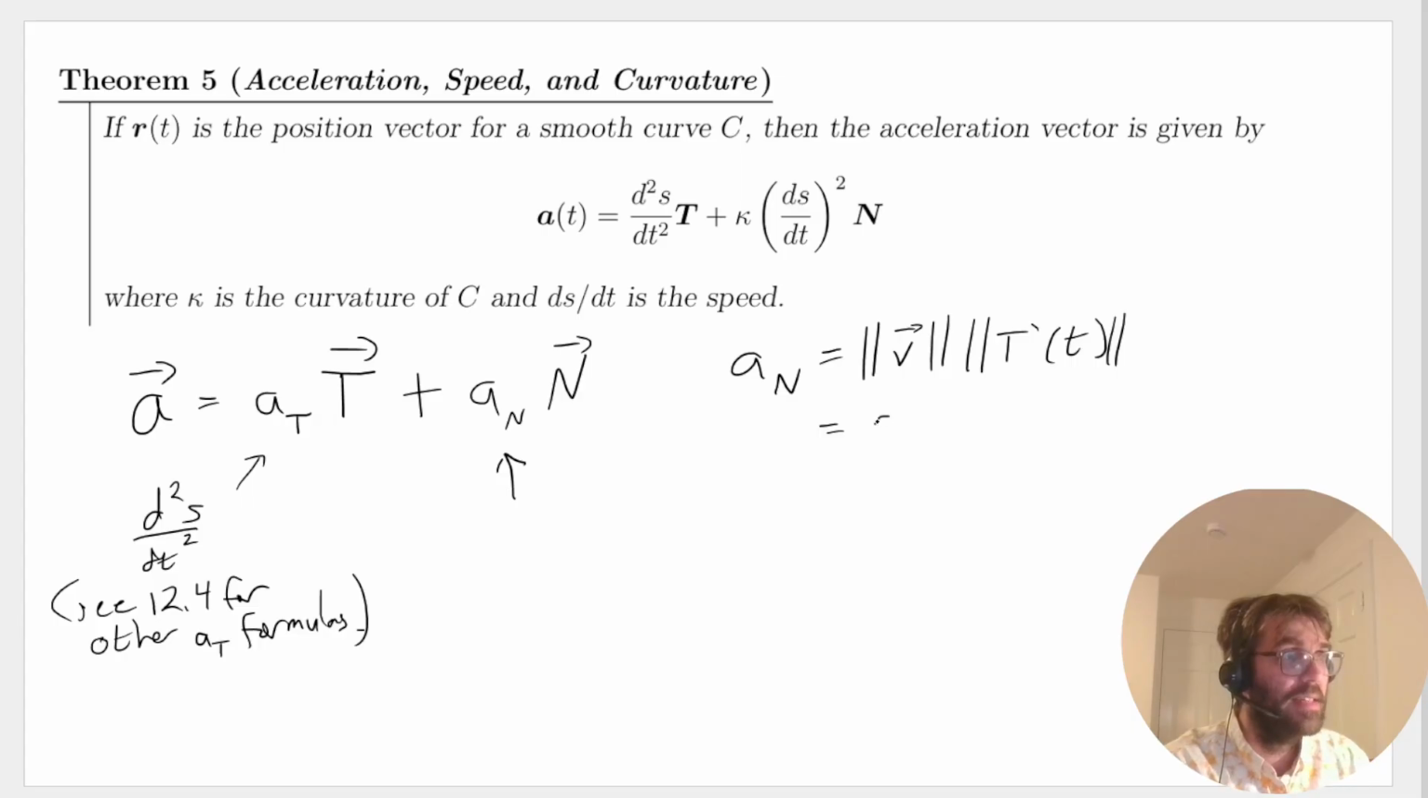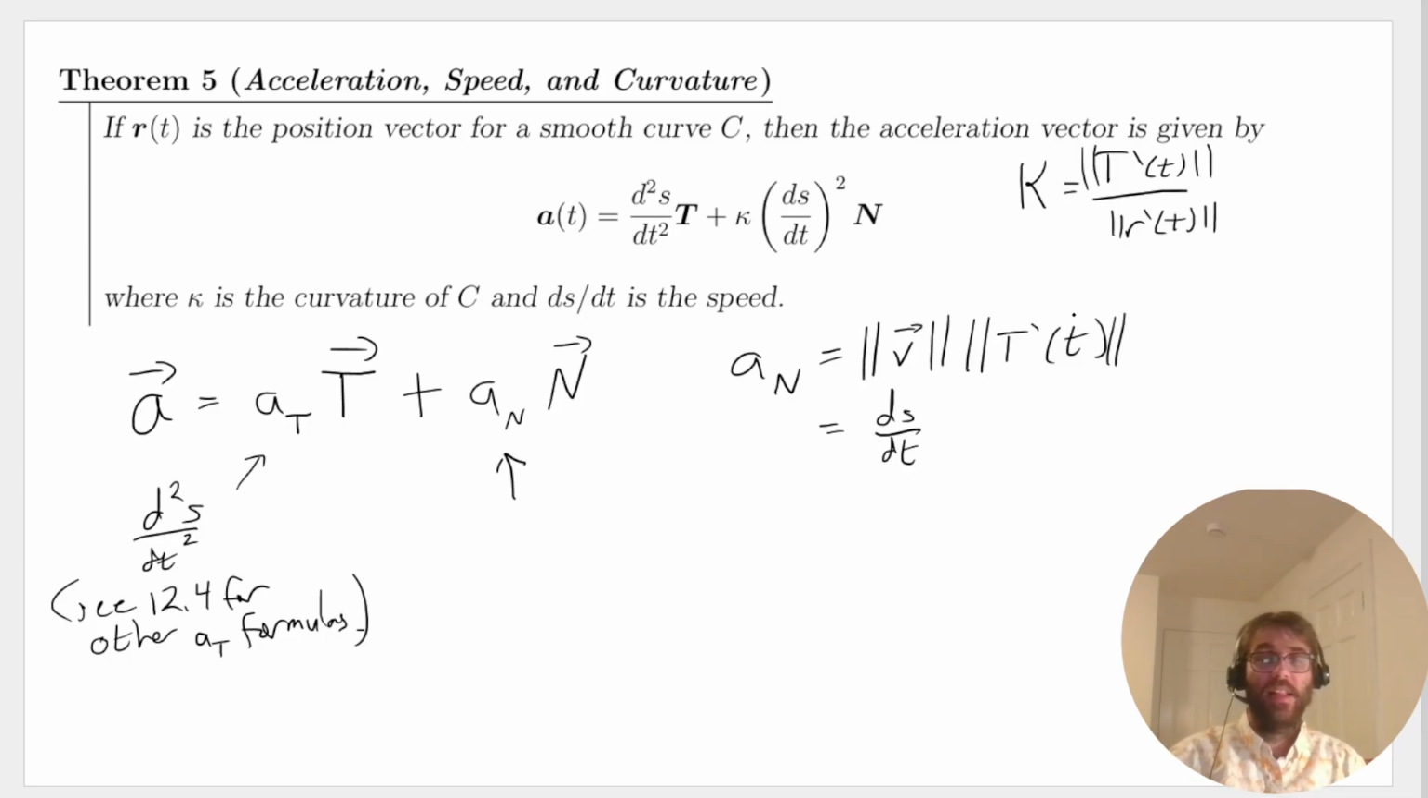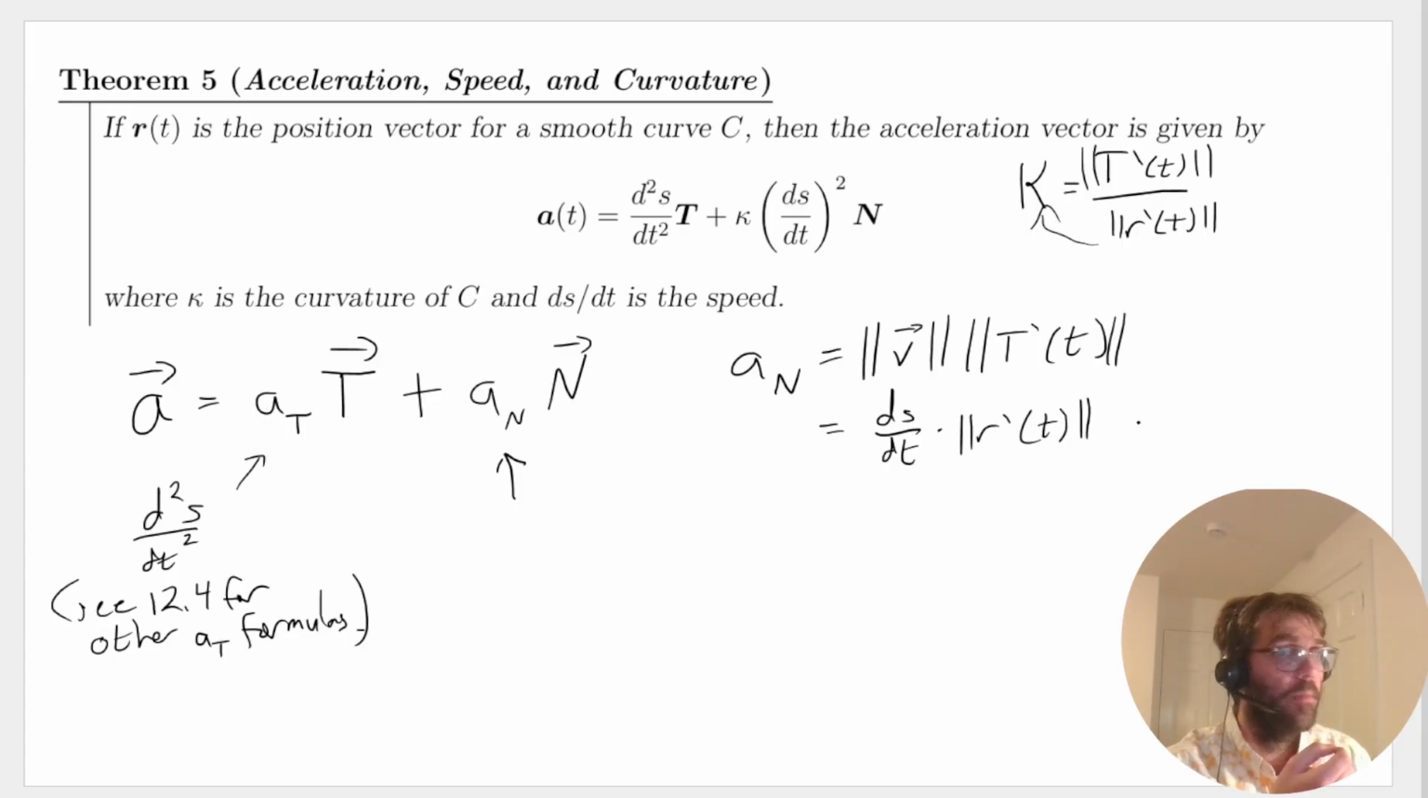Now, the length of the velocity vector is the speed, ds dt. That's just directly here. The tangent vector, well, remember one of our formulations of kappa: the length of T prime of t over the length of r prime of t. That was one of our formulations of kappa. This is one of the ways you can find the curvature. It's not the best. You put the curvature on the other side, and all of a sudden you get ds dt. We're going to multiply by r prime of t times kappa.